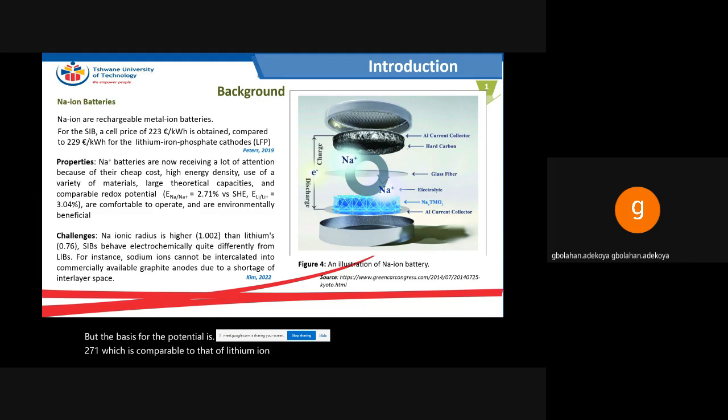But the major challenge with sodium ion batteries is that sodium has a higher ionic radius compared to lithium ion. So the intercalation of a sodium ion within the graphite anode, the commercially available anode, is kind of problematic. So there is a need for us to look for a good way to circumvent this challenge. As a result, we have the nanocomposites, which we have proposed and investigated.